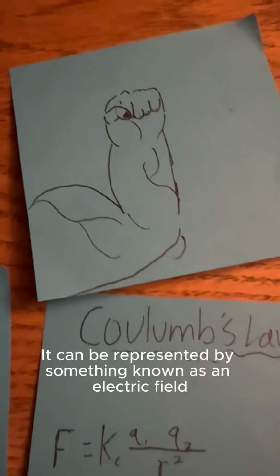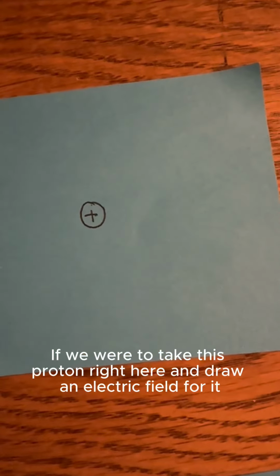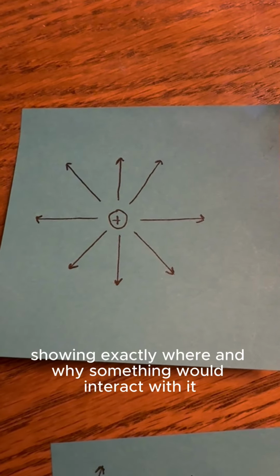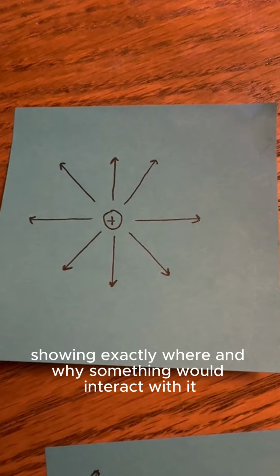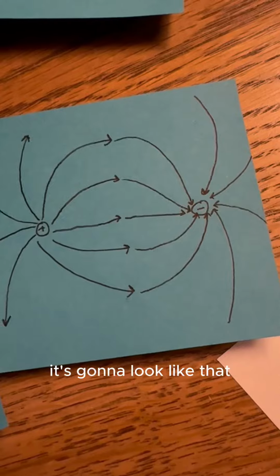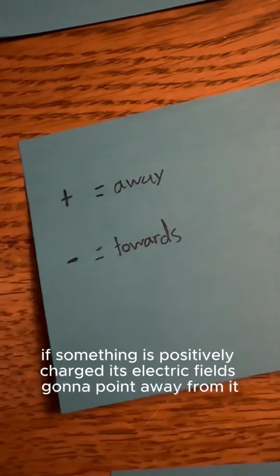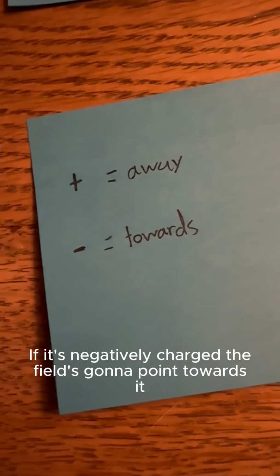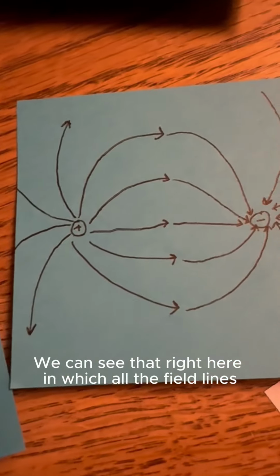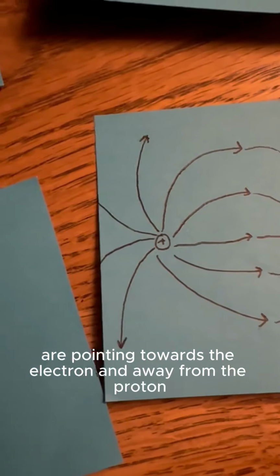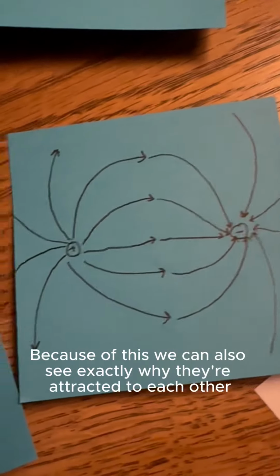It can be represented by something known as an electric field. If we were to take this proton right here and draw an electric field for it, it's going to look like this. It's got arrows pointing out in every direction, showing exactly where and why something would interact with it. If we were to drop in a little electron for it to use, it's going to look like that. A good rule of thumb is, if something is positively charged, its electric field is going to point away from it. If it's negatively charged, the field's going to point towards it. We can see that right here, in which all of the field lines are pointing towards the electron and away from the proton.